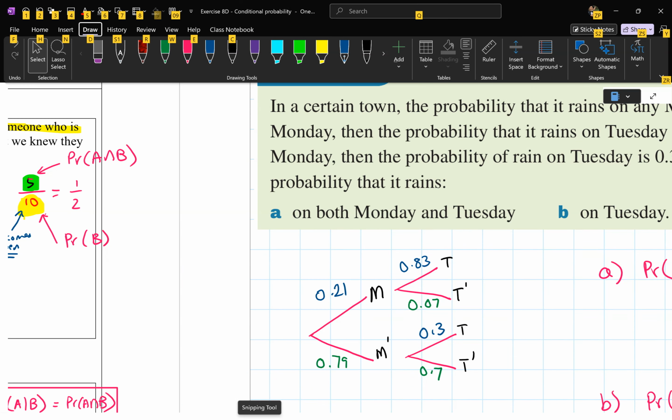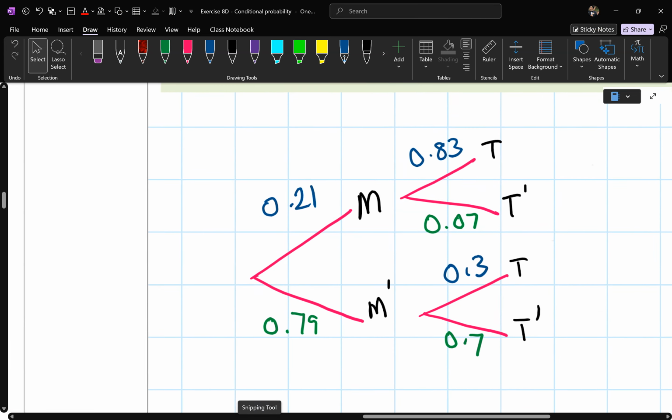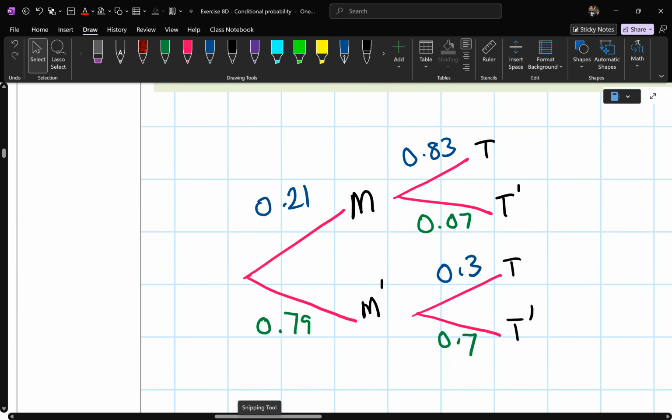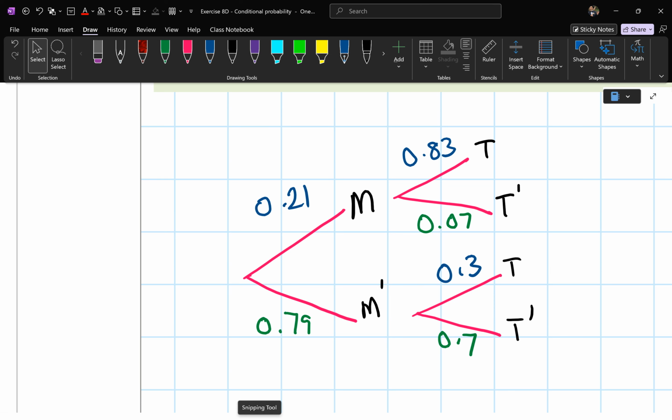Alright, it's recording again. So here we go. 3, 2, 1. Draw a tree diagram first. So hopefully you got this. Usually at Year 12 you get 1 mark just to even set it up. Now I'm using M and T, M for Monday raining.